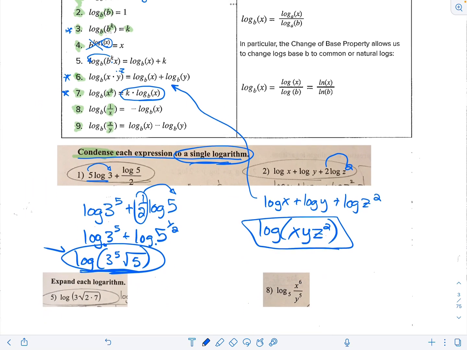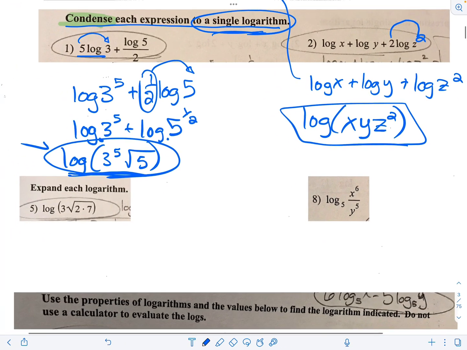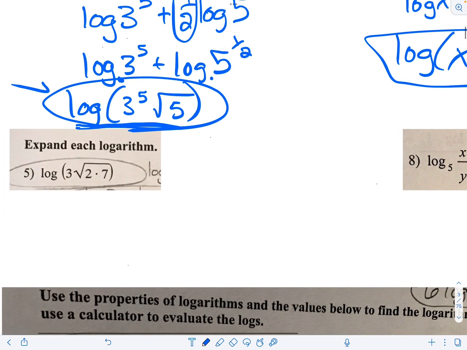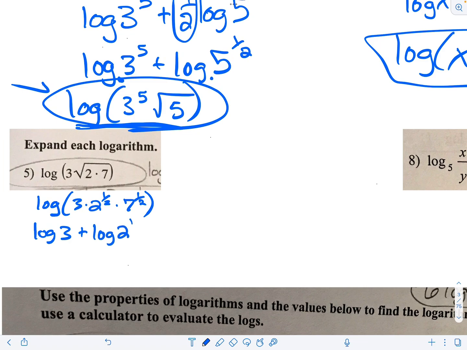Okay, that was condensing. Here is expanding each logarithm. You're given a logarithm that is in one log, just expand it. This is the log of 3 radical 14, or they have it here as 3 square root of 2 times 7. Those are being multiplied. So you could say that's 3 times 2 to the 1/2 times 7 to the 1/2. And that is, with the product property, log of 3 plus log of 2 to the 1/2 plus log of 7 to the 1/2.